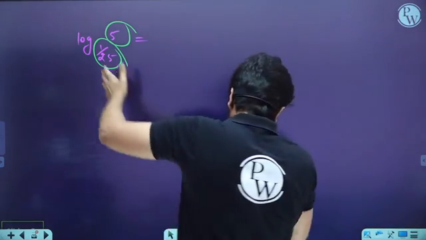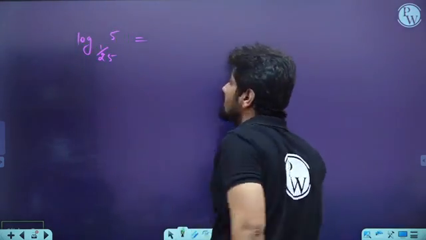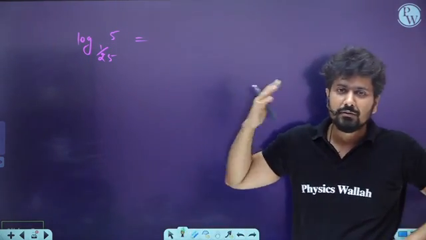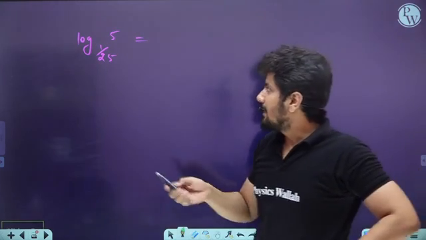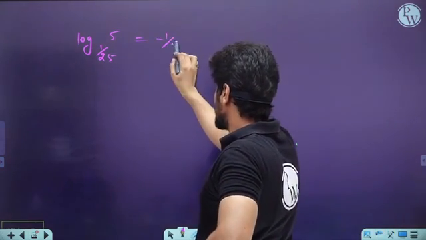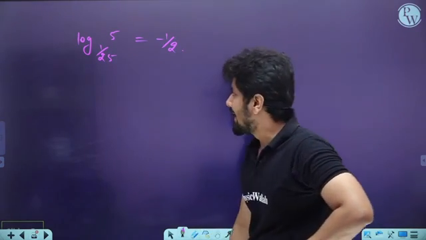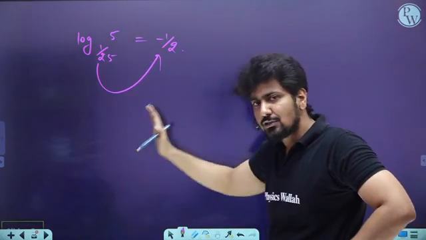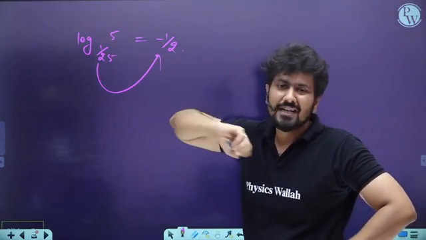Clear? Like if I find the value for log of 5 to the base 1 by 25, can you tell me the value? Think about the value for this number. What will be the value? Either you can directly write that the value will be what? Minus 1 by 2. Are we right? 1 by 25, if I raise it to the power minus 1 by 2, then I will get 5.